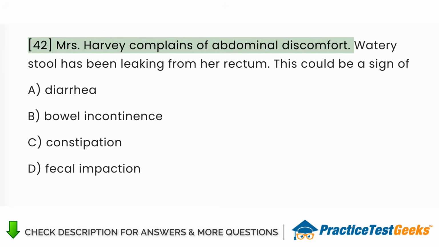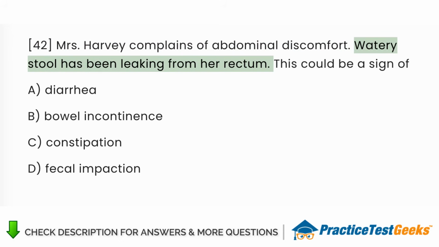Mrs. Harvey complains of abdominal discomfort. Watery stool has been leaking from her rectum. This could be a sign of A. Diarrhea. B. Bowel incontinence. C. Constipation. D. Fecal impaction.